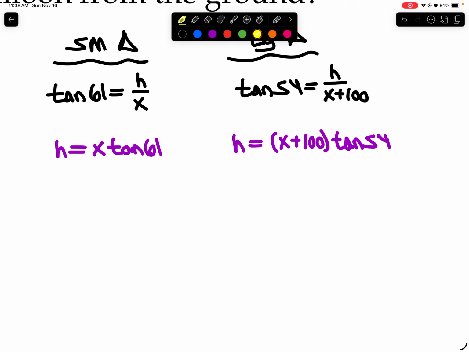Now, you can do this step now, or you can do it later. I'm going to go ahead and just do it now. Notice how the x plus 100 is in parentheses. So technically, we are going to have to distribute. So when I distribute, we're going to get x times tangent 54, and then plus, my handwriting is so bad, plus 100 times tangent 54.